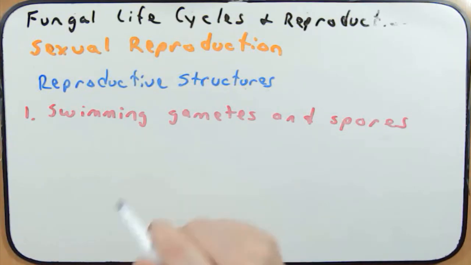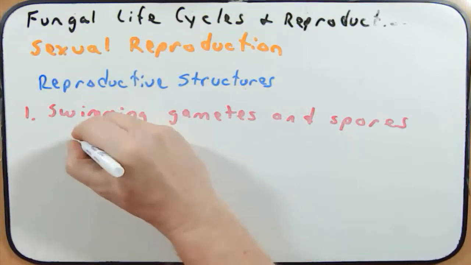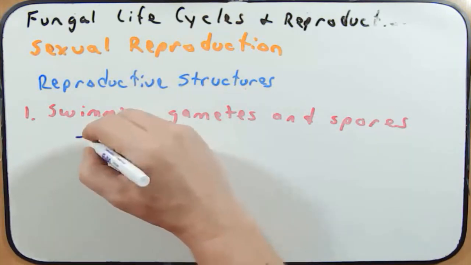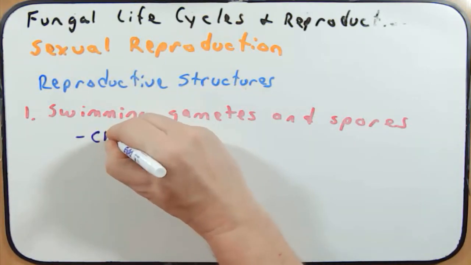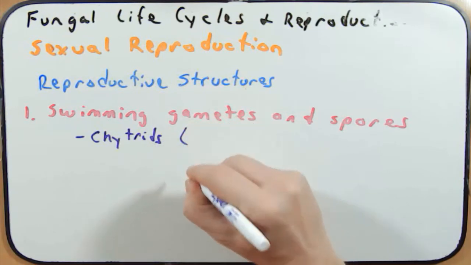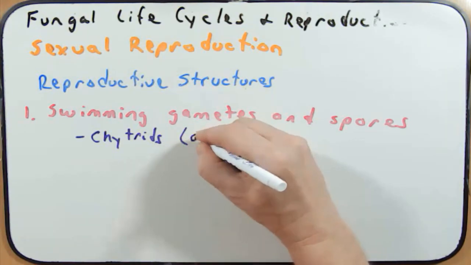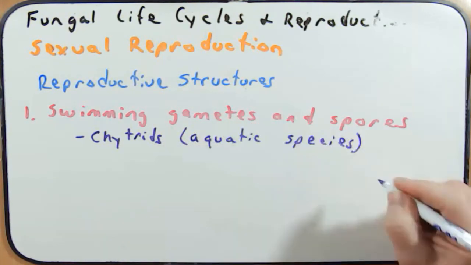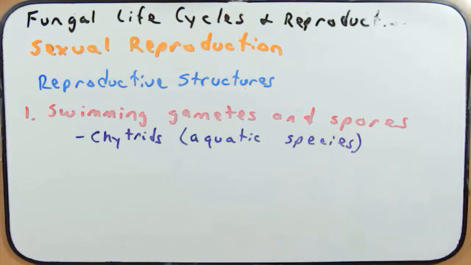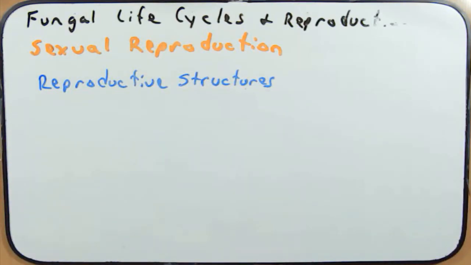So I'm not going to say a whole lot about the swimming gametes and spores, except to say that we see these in the Catrids, as we've already talked about, and we will see them in other species that are aquatic, where having a swimming gamete or a swimming spore makes sense. Let's talk about the second one now, the Zygosporangia.